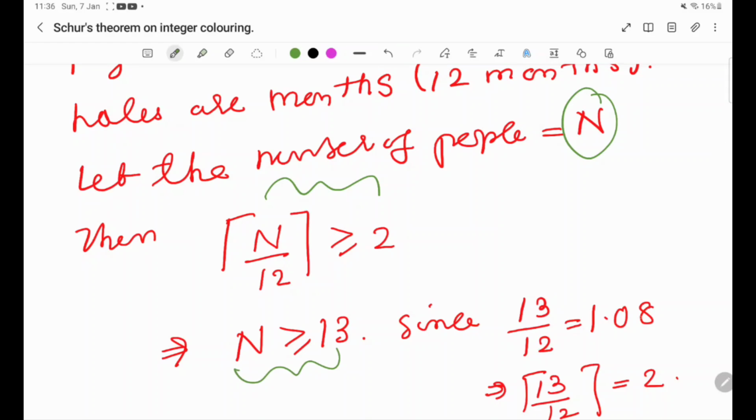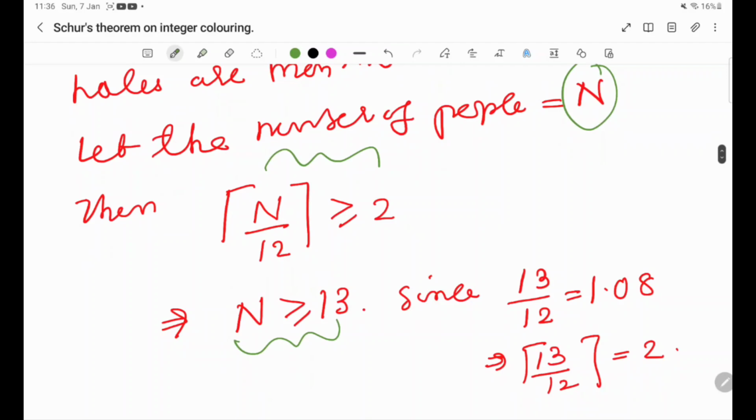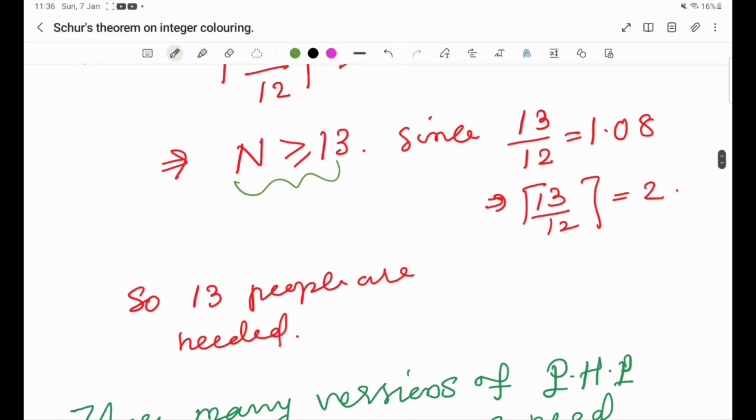Then 13 by 12 is 1.08, and the floor is 2. So if you put n equal to 13 people, then there are only 12 months, so one month should contain at least two people. They have the same birth month. So 13 people are needed to ensure that, that is the minimum number of people.